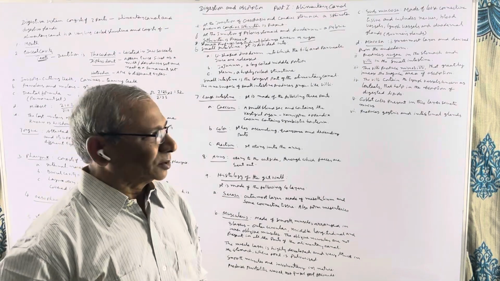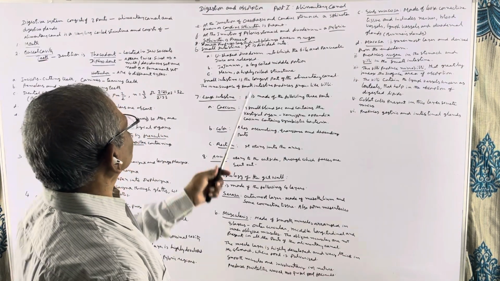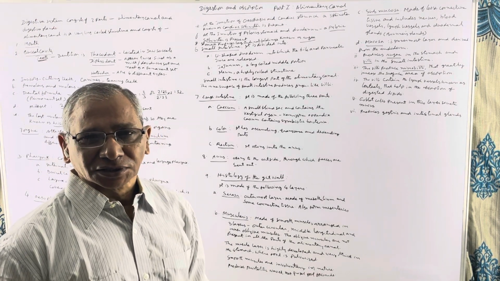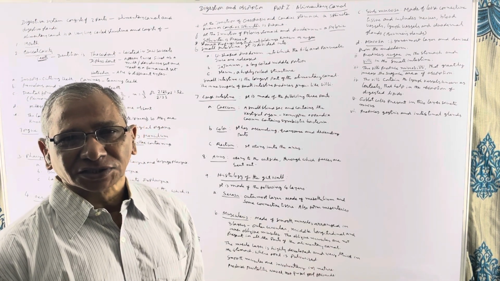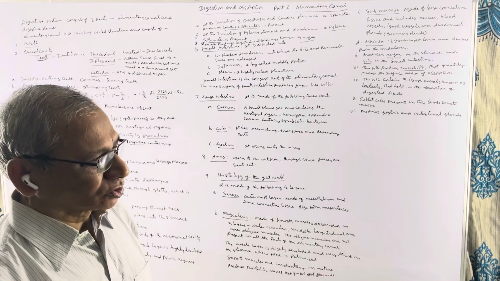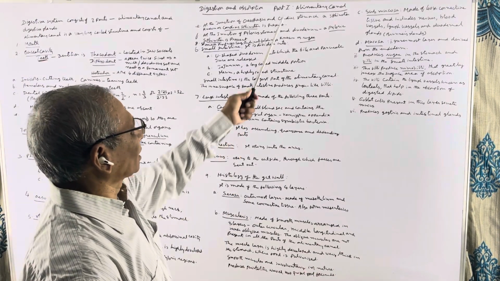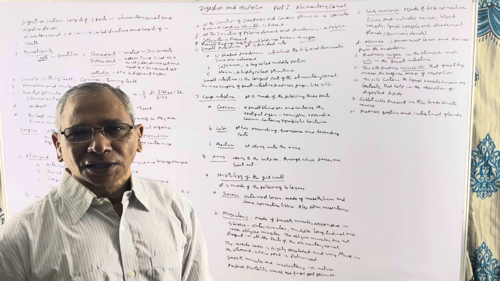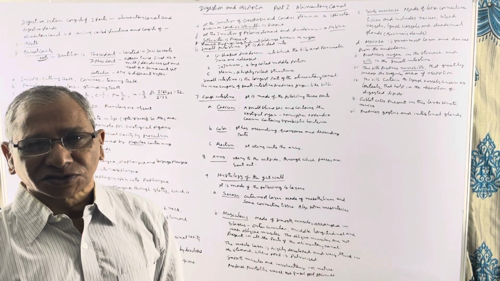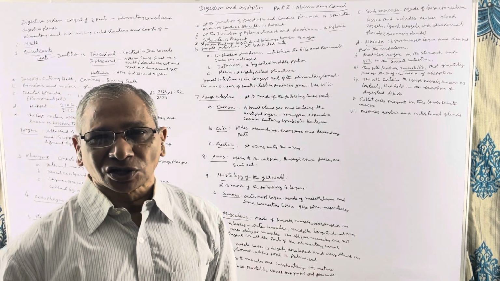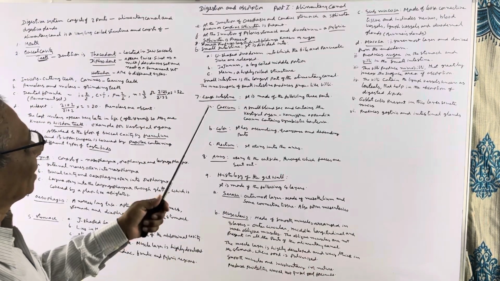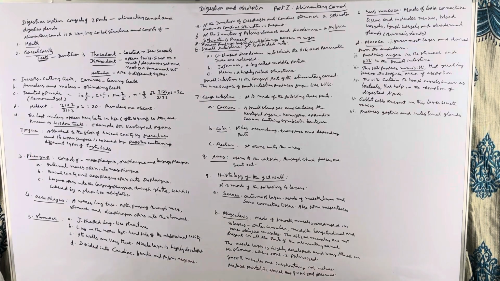Today I am taking up the topic digestion and absorption. This chapter is divided into three parts. Today I am dealing with the first part, alimentary canal. Second part consists of digestive glands. Third part, physiology of digestion. Today I am going to take up the topic alimentary canal under part 1.